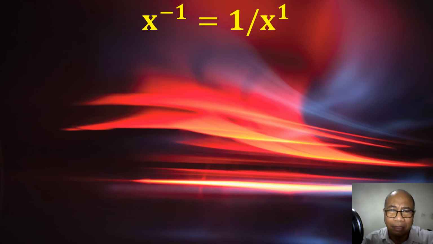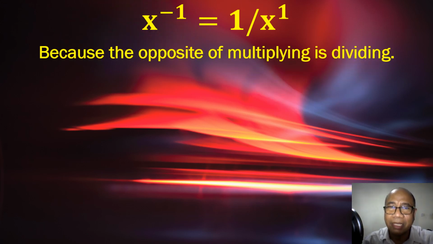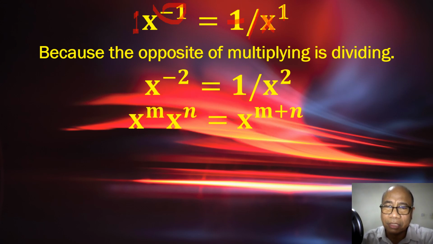For our negative exponent, x raised to the power of negative 1, it is equal to 1 divided by x raised to the power of 1. Why? Because the opposite of multiplying is dividing. We have imaginary number 1 here, and since the exponent is negative 1, opposite of multiplying is dividing, we have here 1 over x raised to the power of 1. And x raised to the power of negative 2 is simply equal to 1 over x squared.